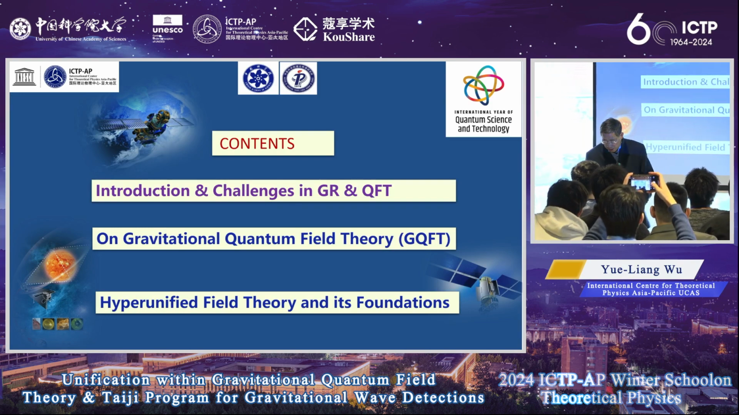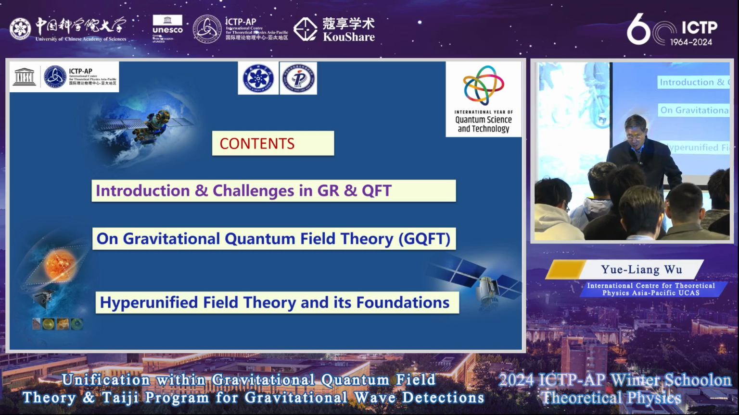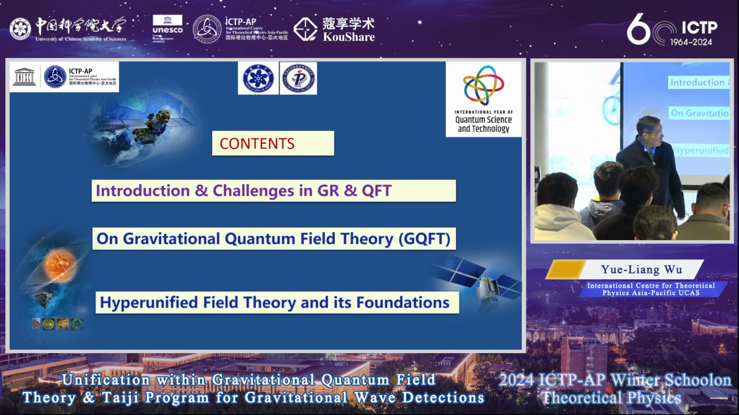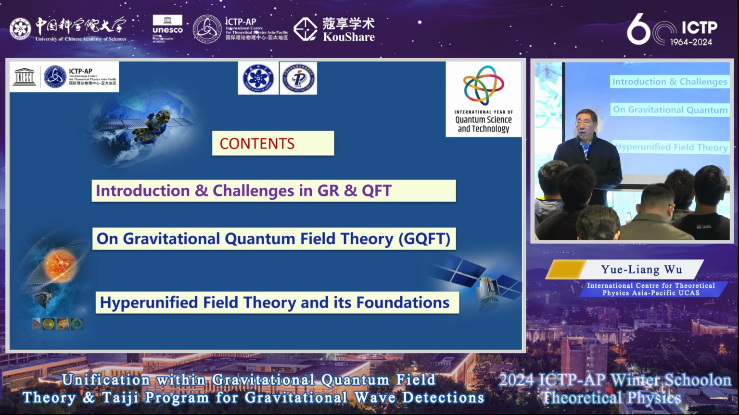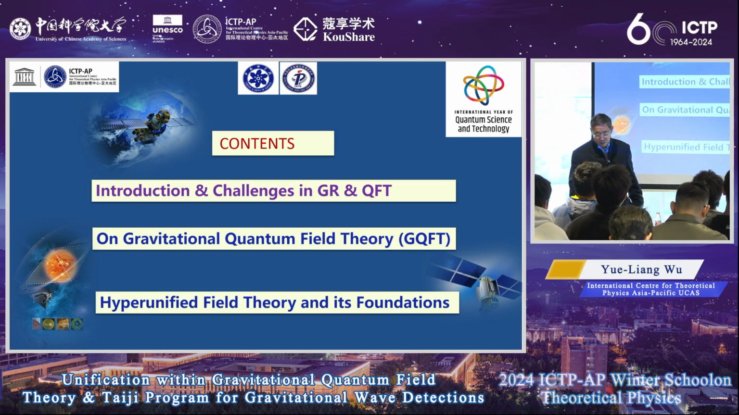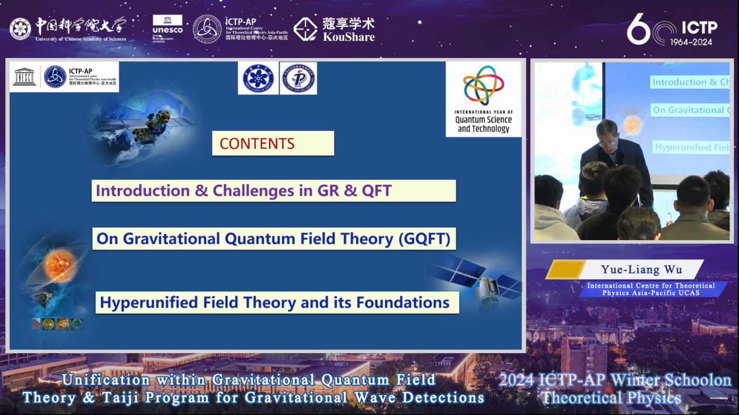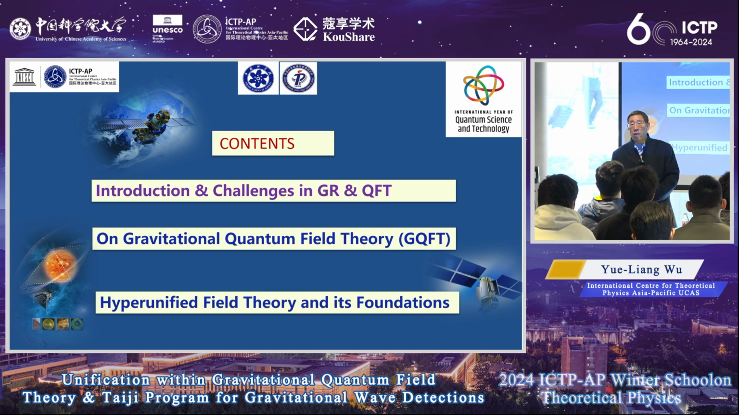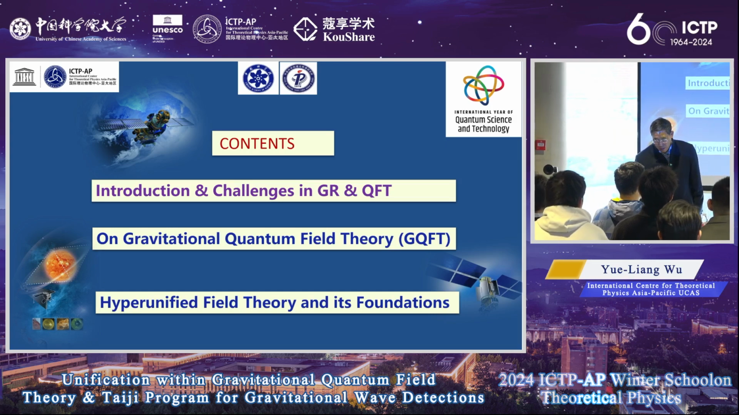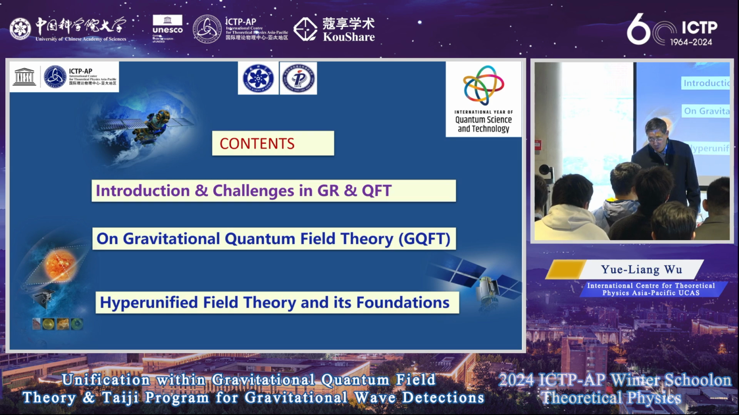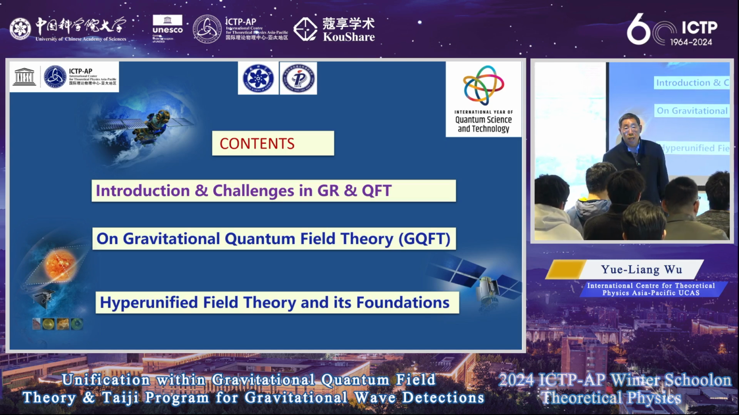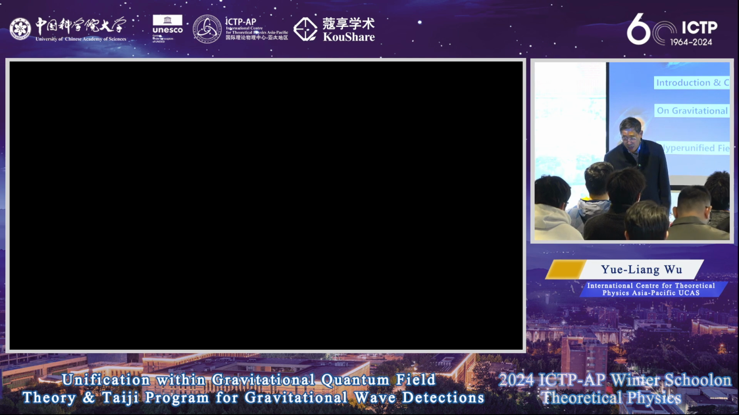Okay, good morning. So let me give the first lecture on unification with gravitational quantum field theory. The contents include three parts. First, I will briefly introduce the current challenges in general relativity and quantum field theory. Then I will talk about gravitational quantum field theory, how to merge general relativity and quantum field theory. And then we will see, within this framework, how to build the hyperunified field theory to unify all the fundamental interactions.